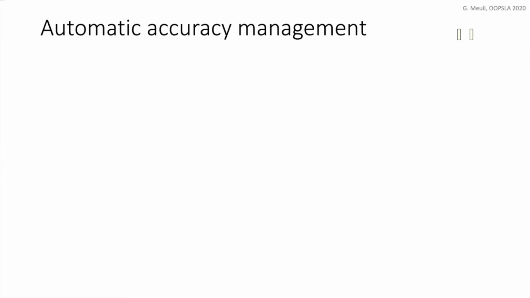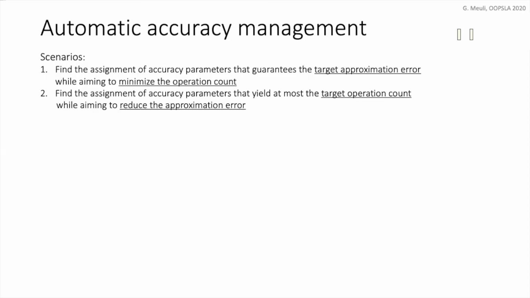Since we are dealing with a trade-off, the approximation error can be reduced by increasing the number of operations. The proposed methodology allows us to find the assignment of accuracy parameters that guarantees the target approximation errors while aiming to minimize the operation count, or find the assignment of accuracy parameters that yield at most the target operation count while aiming to reduce the approximation error.